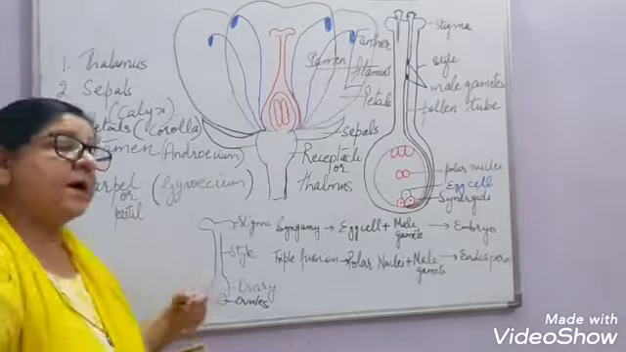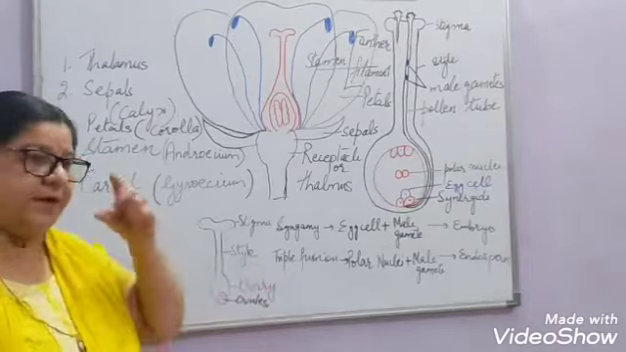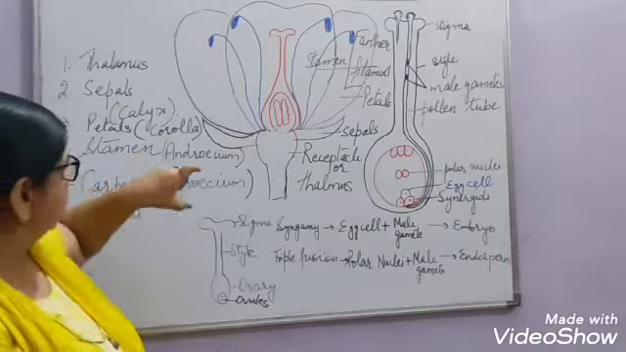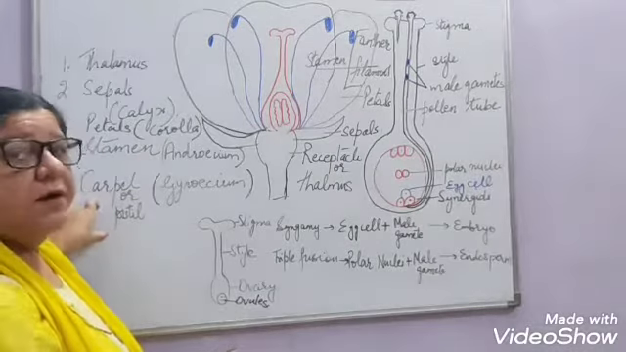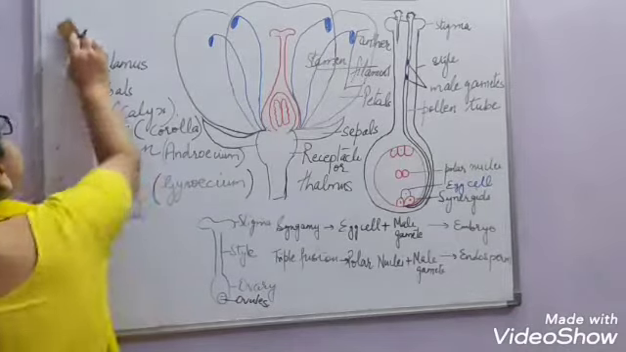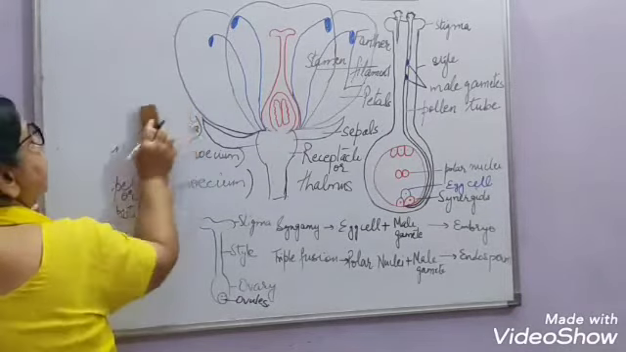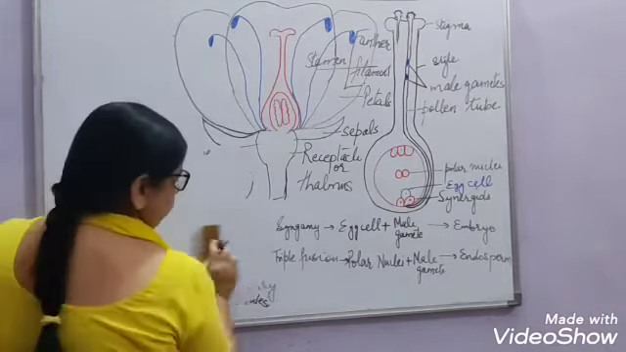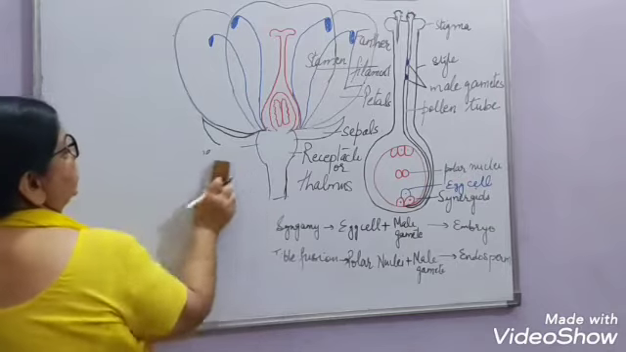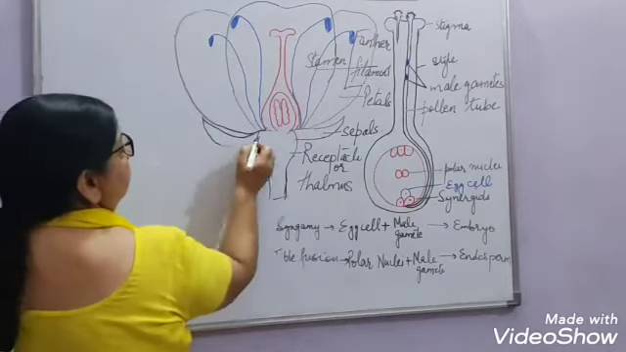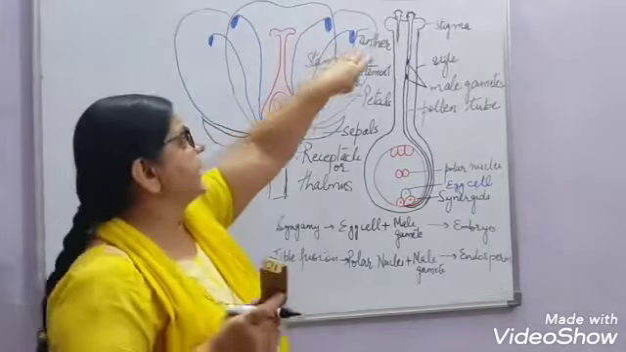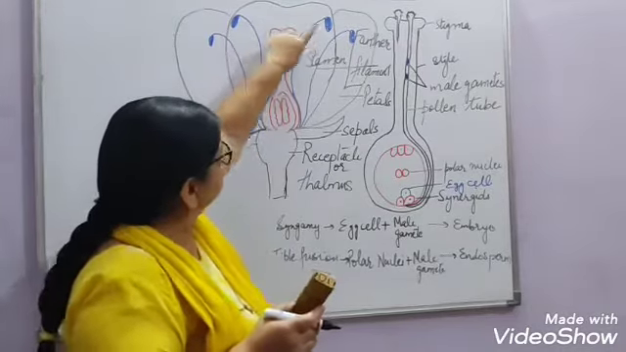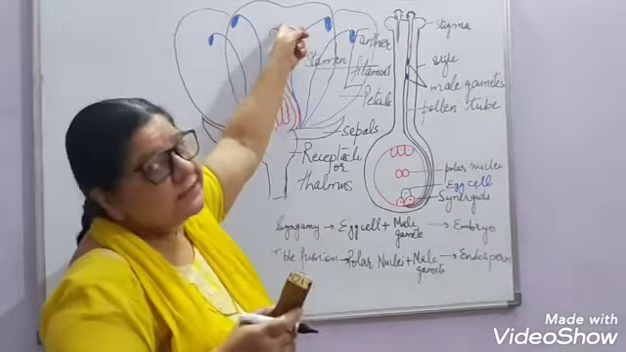Now, further, how does fertilization take place in plants? For that, these two parts, the stamen and the carpel, are responsible. Now, let's see how fertilization occurs. For fertilization to occur, first of all, the pollen grains from the anther should come and fall on the stigma.